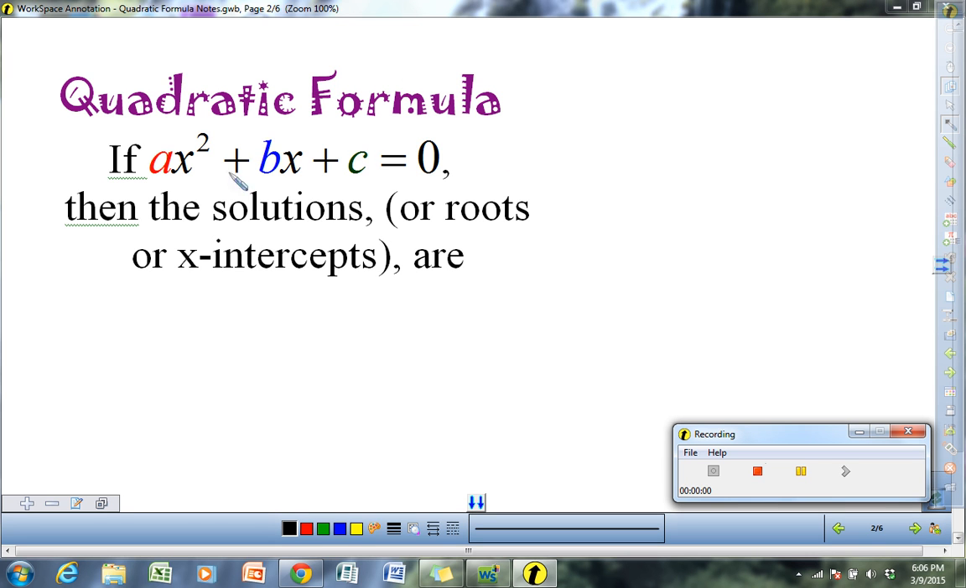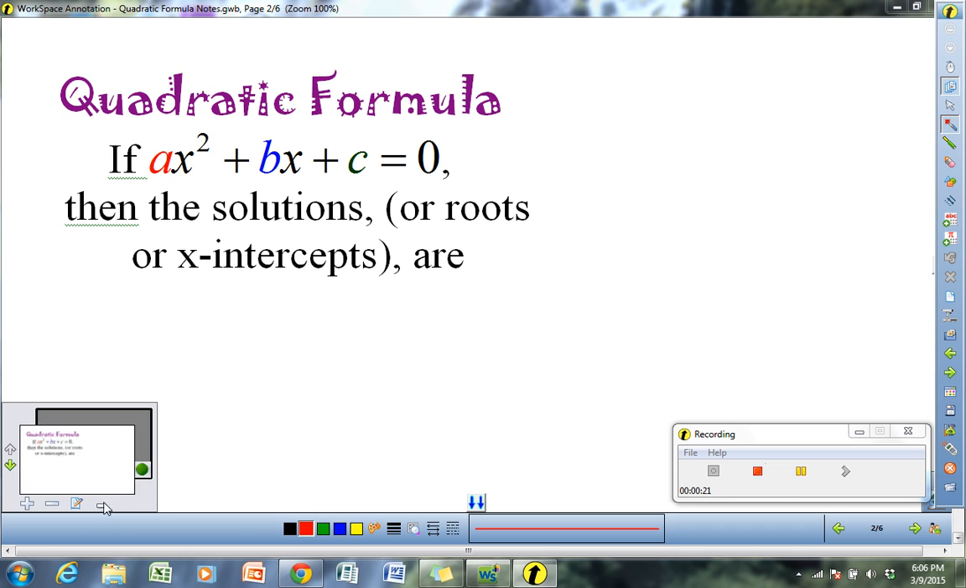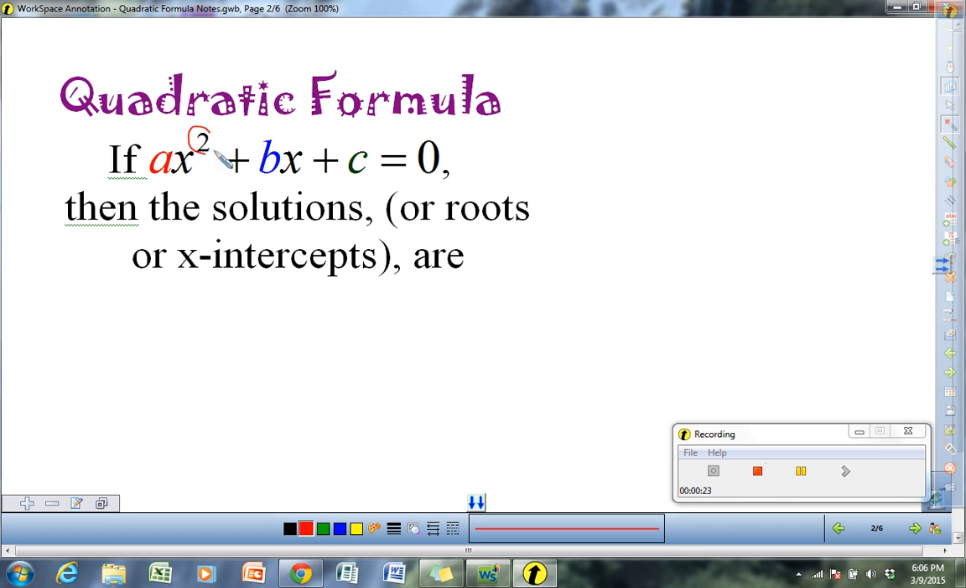Okay, so today we are going to learn about the quadratic formula, which is a method for solving quadratic equations when we can't factor them. Remember that it's a quadratic equation because our highest exponent is 2. So we have our highest exponent here is 2.